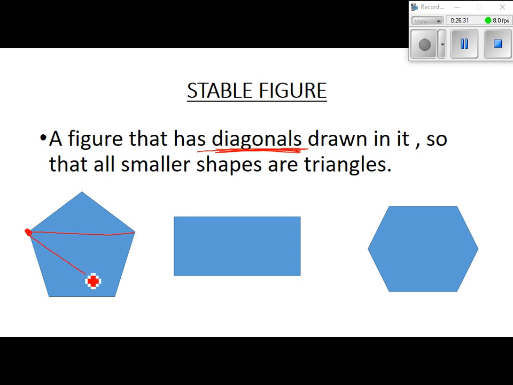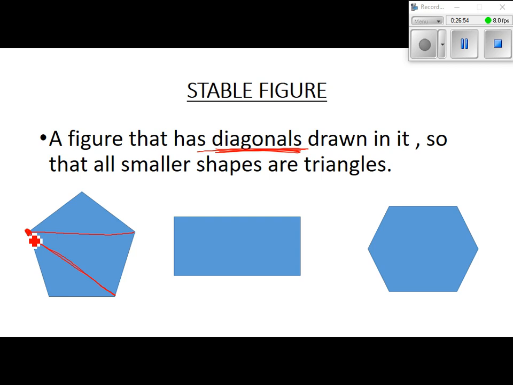Draw another one down to here. I have three triangles. Now we have 3 triangles. Every shape in here is a triangle now. That makes it a stable figure. Do you want other angles? Nope. As long as every one of these shapes is a triangle, you should be fine.